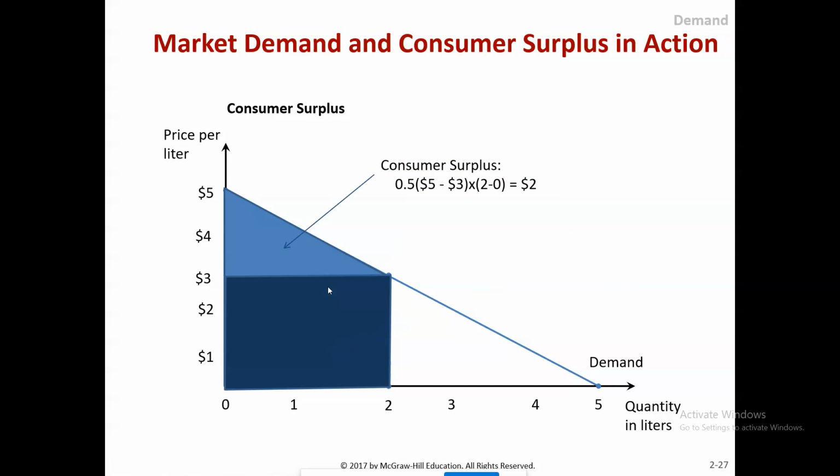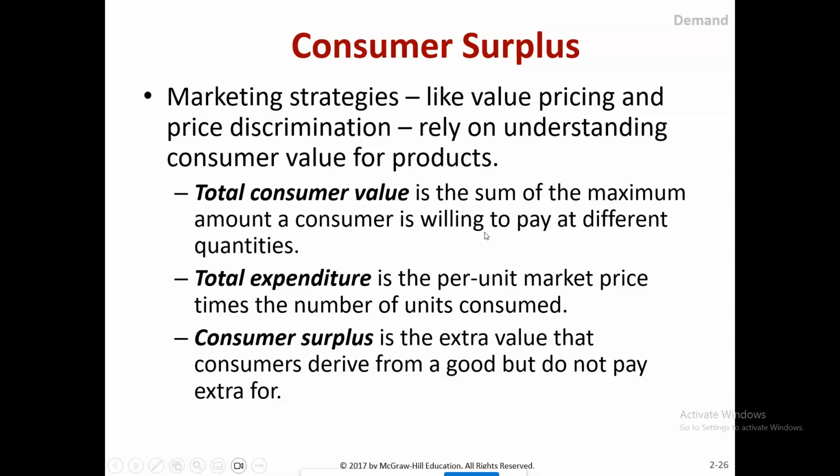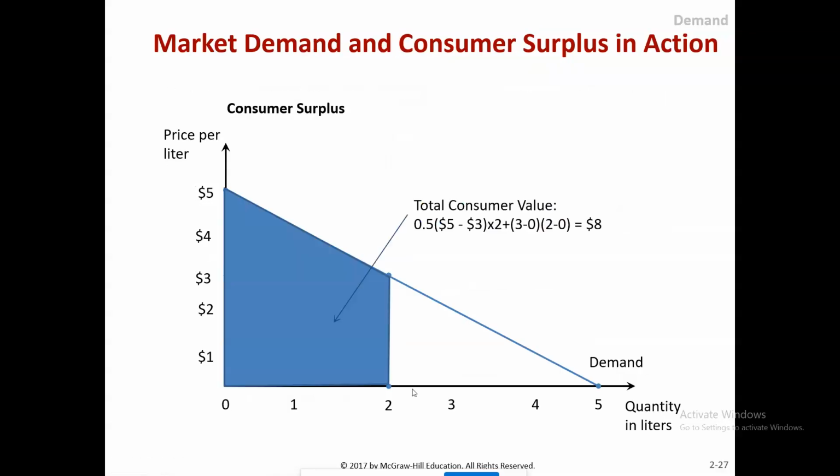Then the leftover is the consumer surplus, the difference between the total consumer value and expenditure. We can calculate this consumer surplus by calculating the area of a triangle, which is height 2 multiplied by base 2 divided by 2, which is $2. So consumer surplus is extra value that consumers derive from a good but do not pay extra for.